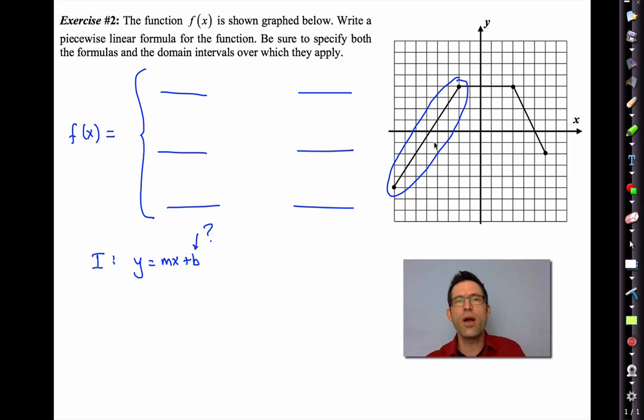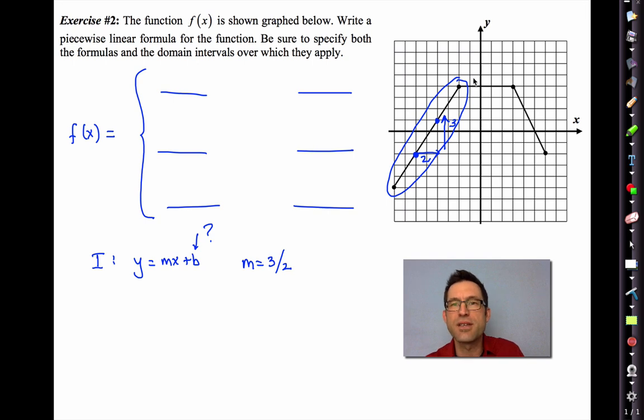Can we figure out what m is just from the graph? Let's grab this point and let's grab this point. What do we have to do? We have to go over 2 and we have to go up 3. So that means m is 3/2.